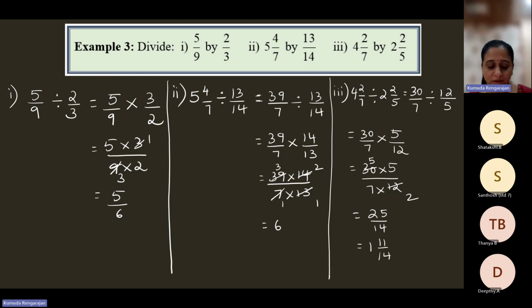Deepti, see, while simplifying, 3 twos are 6, 3 fives are 15. You have written 3 times. You'll have to slash 15 and write 5. You have written 3. Oh, yes, ma'am. 3 twos are 6, 3 fives are 15. So that's the mistake.